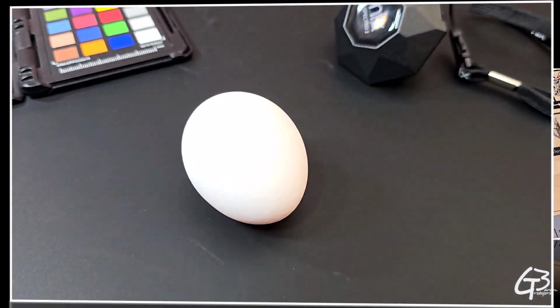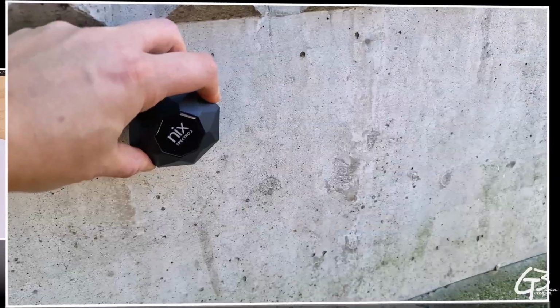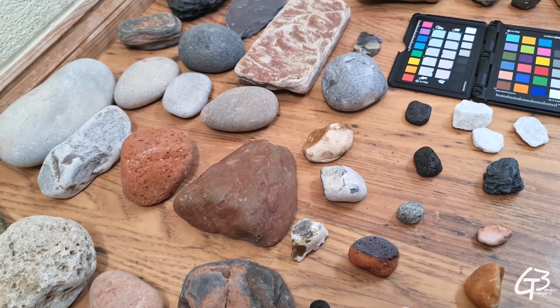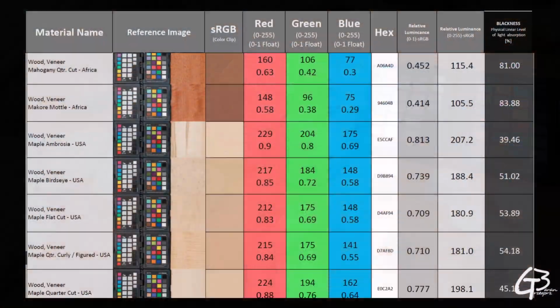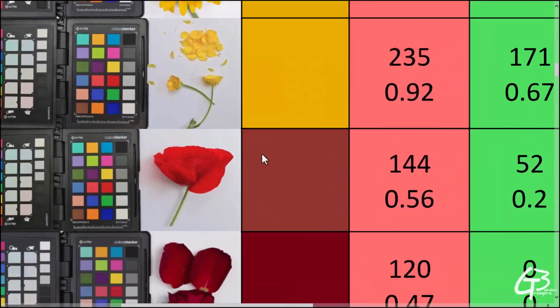I measured way more white samples for this comparison, but I decided to stick just to these to keep this video shorter. All of these, but also additional sample values, were added to my PBR Color Reference List in its recent update.